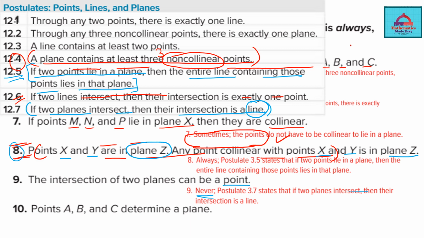Last one, question 10: points A, B and C. So 3 points are given, determine a plane. This is going to be only sometimes true, and the postulate that we are using here, let me change color, is this one: a plane contains at least 3 non-collinear points. So there has to be a minimum of 3 points which are not lying on the same line for the plane. So these 3 points A, B and C determine a plane. This can only be sometimes true, not always.